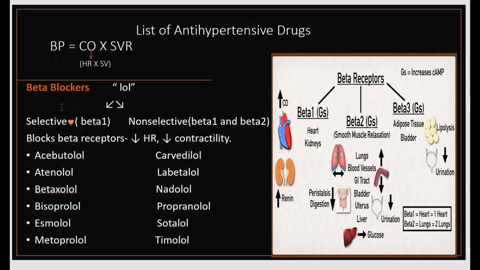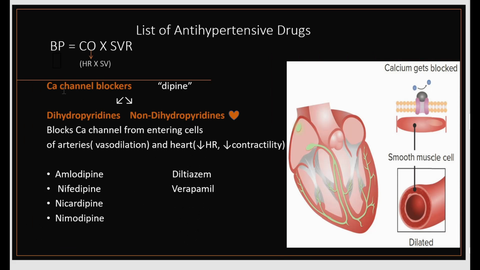Some of the examples for selective beta blockers are acebutolol, atenolol, betaxolol, bisoprolol, esmolol, metoprolol. And a few examples for non-selective beta blockers are carvedilol, labetalol, nadolol, propranolol, sotalol, and timolol. Now let's move to the next letter, C.